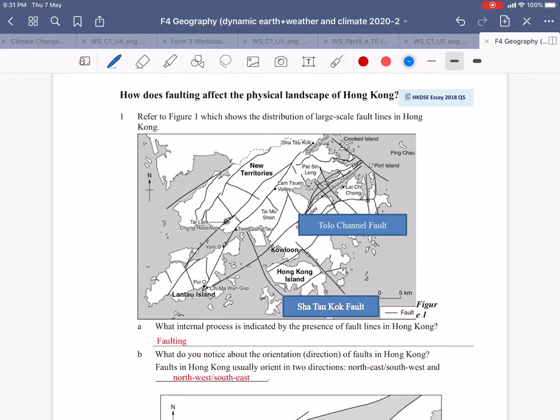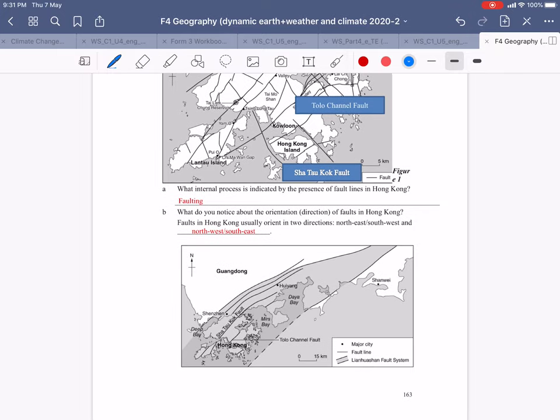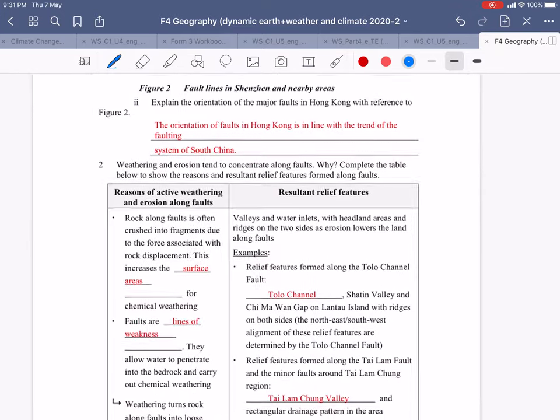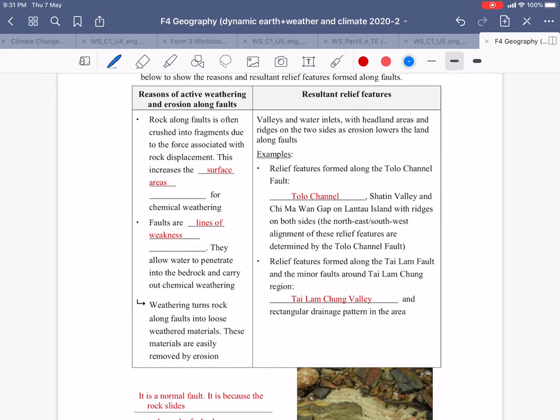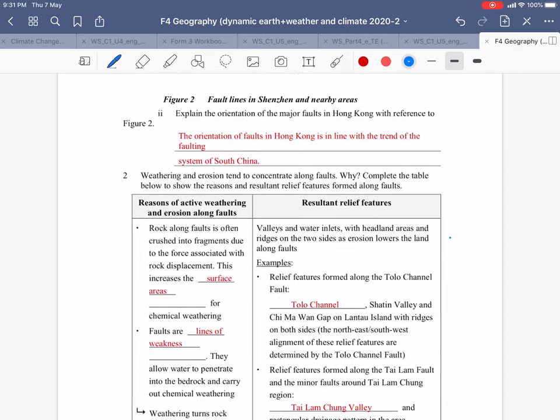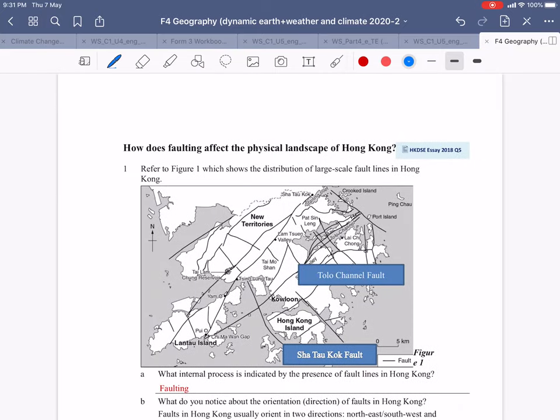I would ask you to have a more general picture about the faults in Hong Kong as well, okay? And then fault, where can we find the faults? This is also important. Tolo Harbour, Tolo Channel, which is also extended into Tolo Harbour, which is in the Sha Tin Hoi, okay? Then you can find a lot of relief features, which is related to the faulting of Hong Kong.